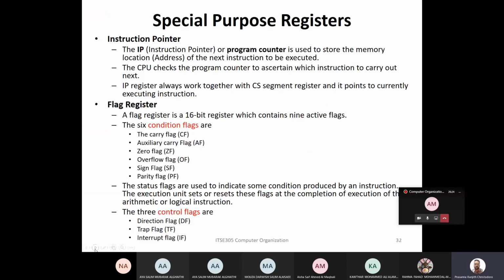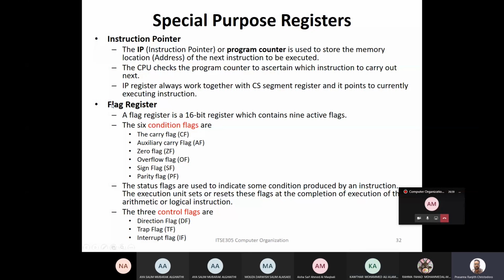Now the next one is special purpose registers. These are very special purpose registers that you and me, programmers, cannot use. They are only for the use of the processor, only for the use of the computer. Those processing registers are called special purpose registers. The first one is the instruction pointer, or the program counter. It is going to point to the address of the next instruction that is going to be executed.